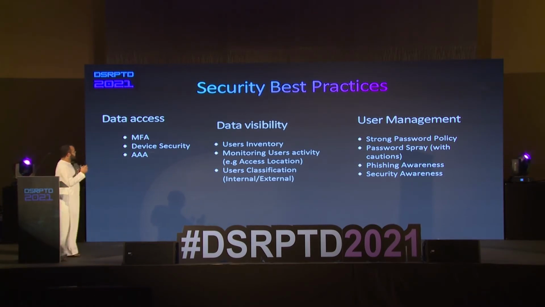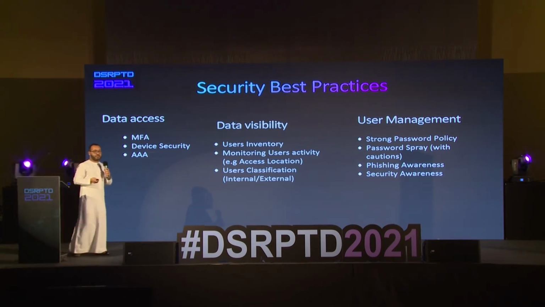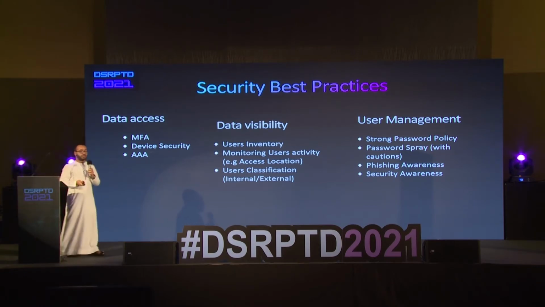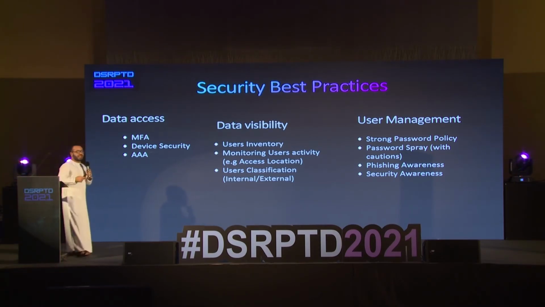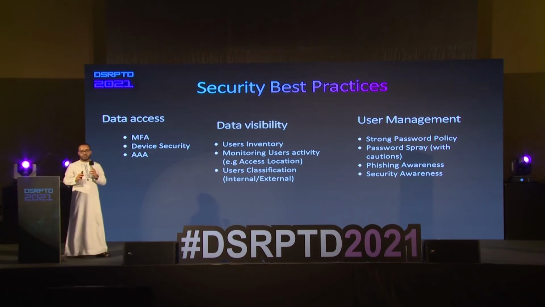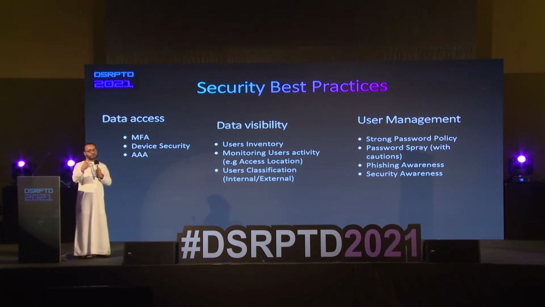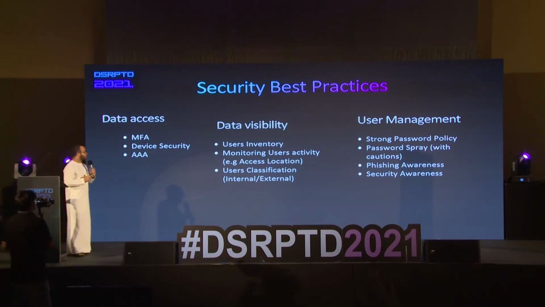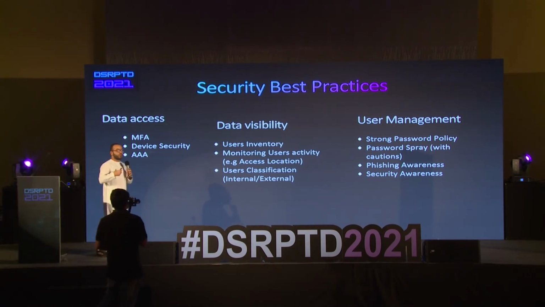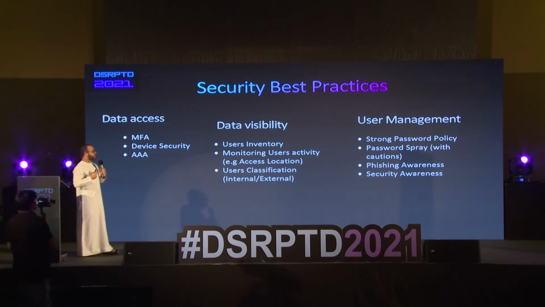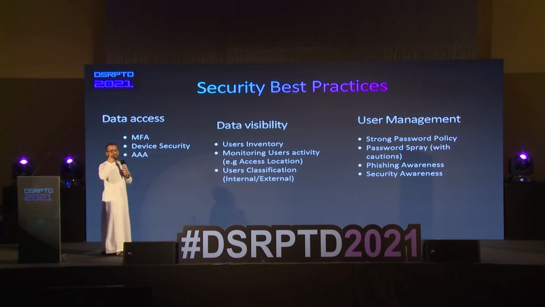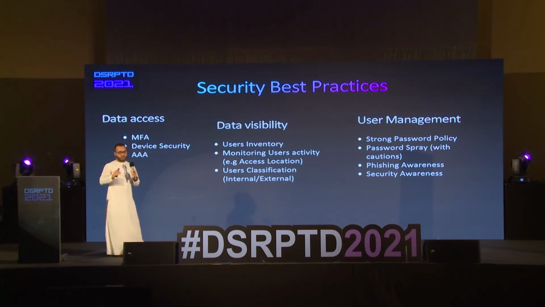So how do you protect data? You have data access, data visibility, and user management. For the data access, of course, you need to apply multi-factor authentication or two-factor authentication, okay? And device security: you don't allow your employees, for example, to access the system if they are outside the UAE. And AAA, which is authentication, authorization, and accounting, you should take care of all this. For data visibility, you need to know who your users are, what their roles are, what their classification is, and who's allowed to access this data from external or from internal, inside the organization or inside the specific location or country.